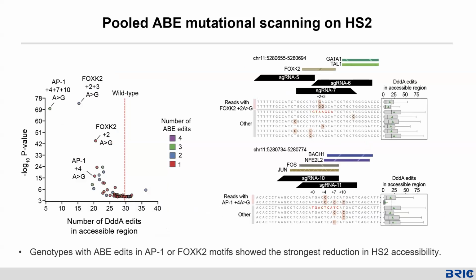Here I took a closer look at the top genotype showing the strongest effect, which includes the perturbation of the AP1 motif and FOXK2 motif. The fact that the AP1 motif emerged again as one of the top hits is consistent with our previous Cas9 screen. In addition, if you look at the exact genotypes, you can see that those with multiple ABE edits again show stronger effects on chromatin accessibility than the ones with just a single ABE edit.